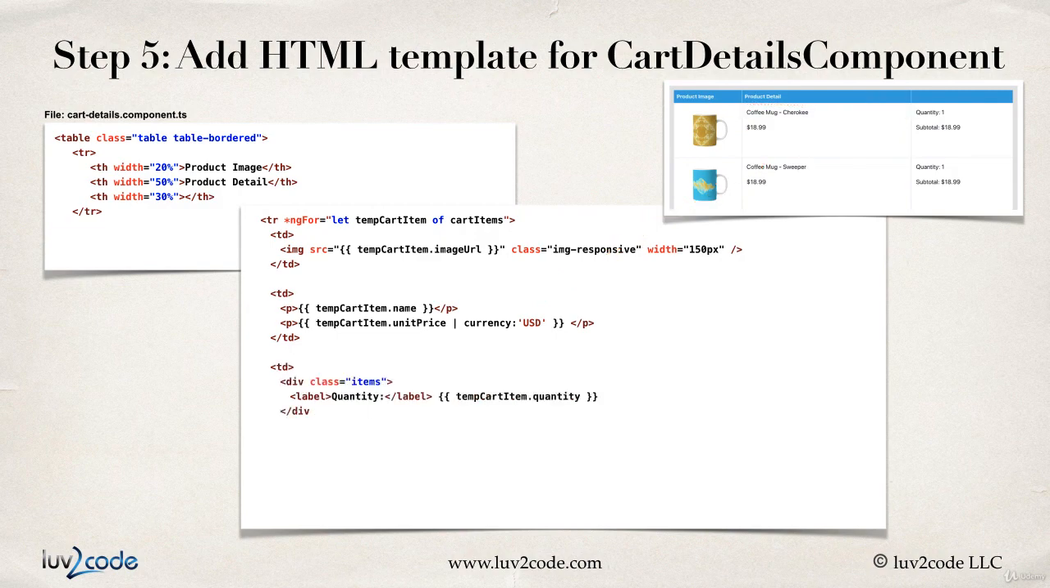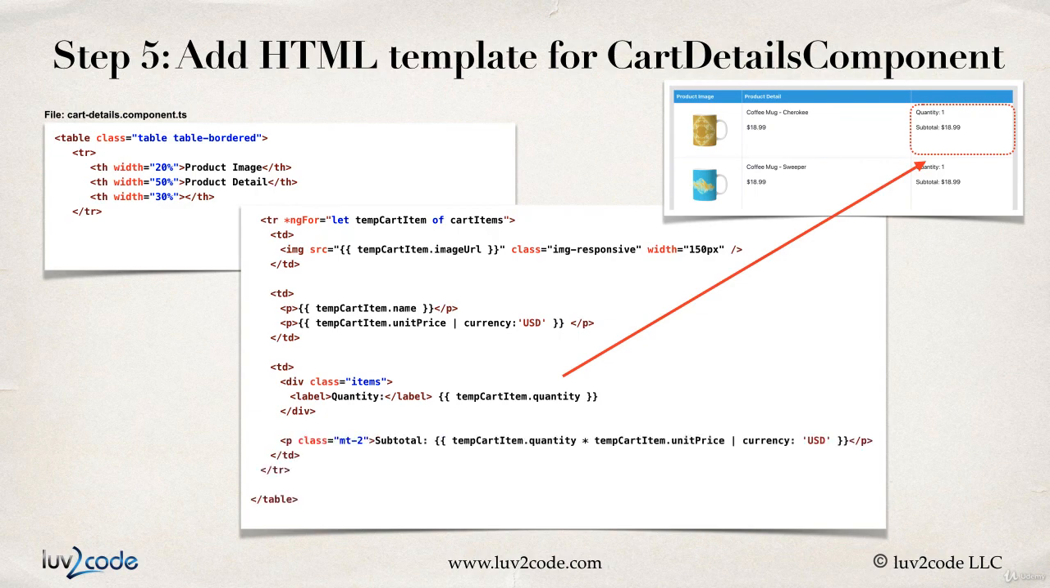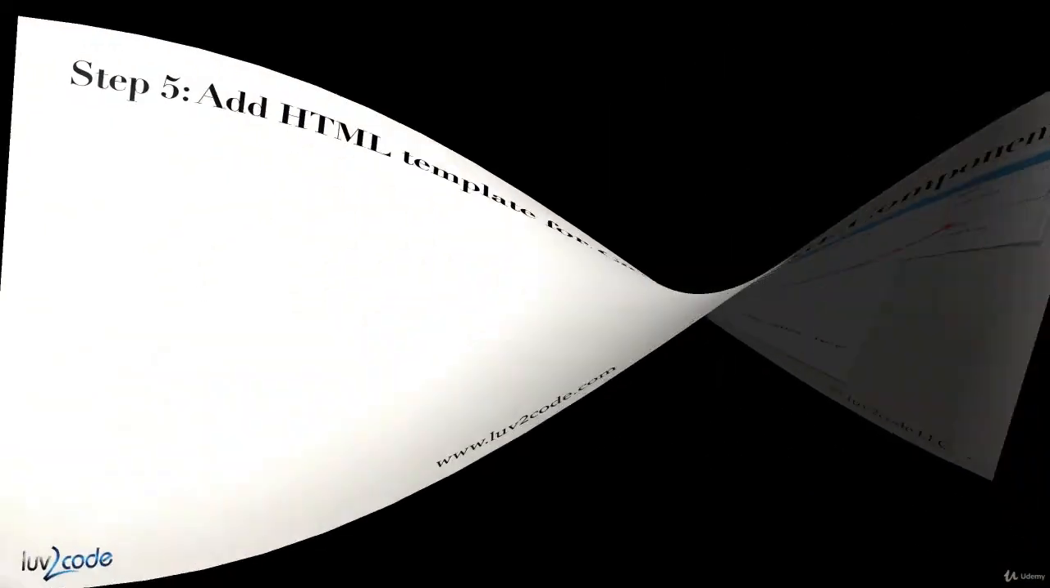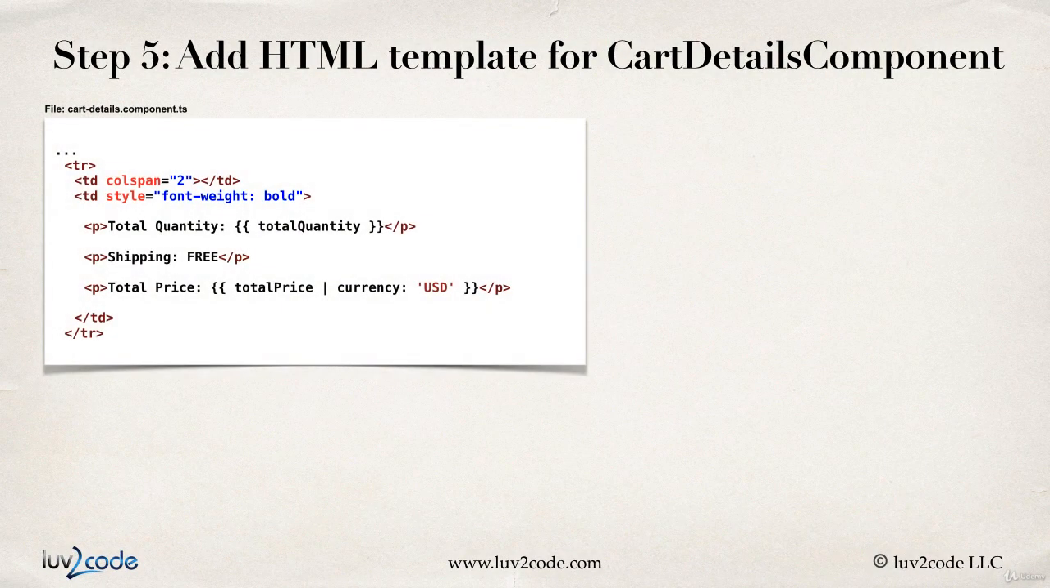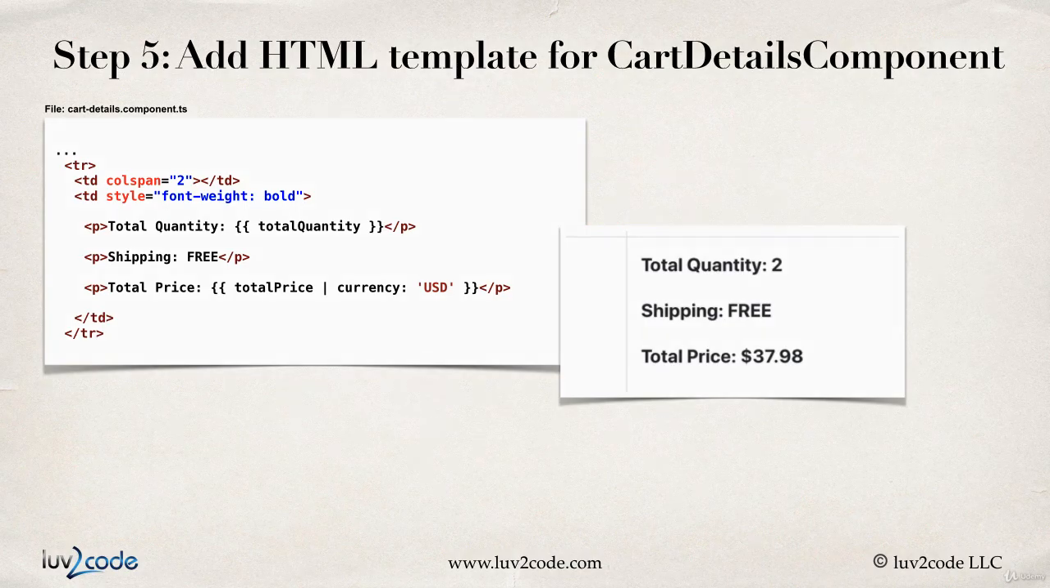And then we'll display the quantity for the cart item and also the subtotal. And notice here for the subtotal, we're doing some quick math here where the subtotal is the quantity times the unit price. And then we have to kind of give our grand total here at the bottom. So the total quantity and the total price. And so this HTML code here will help us with that part of it.